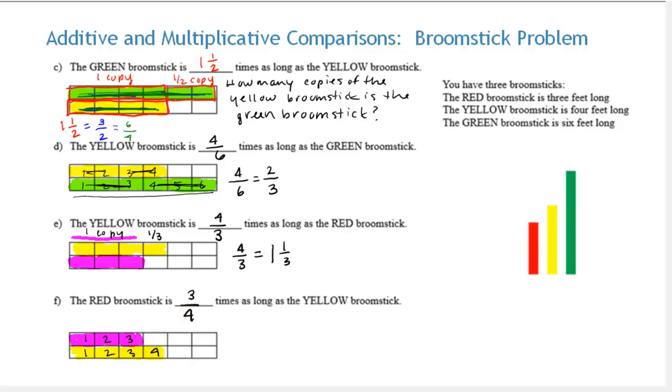Okay, so notice in all of these, here we had green to yellow is 6/4, which we simplified to 1 1/2. Okay, if we work in the other direction, it's the reciprocal, 4/6. The yellow broomstick is 4/3 times as long as the red broomstick. The yellow is 4 and the red is 3. And if we compare in the other direction, the red broomstick is 3/4 times as long as the yellow broomstick. The red is 3 feet, the yellow is 4 feet.